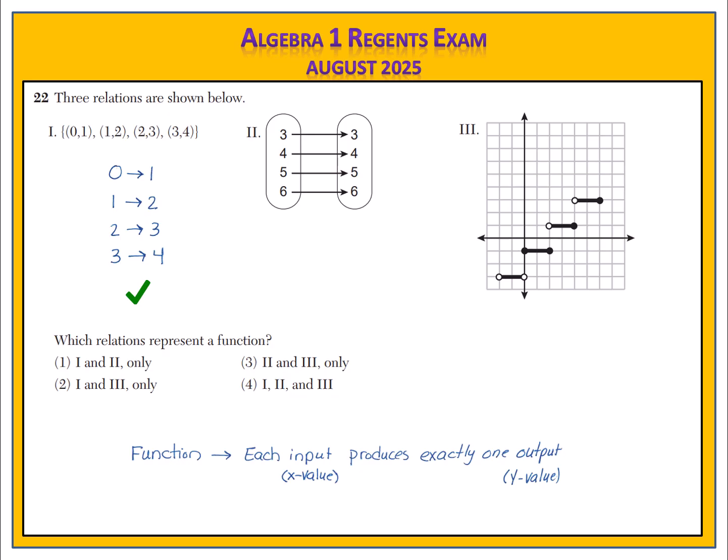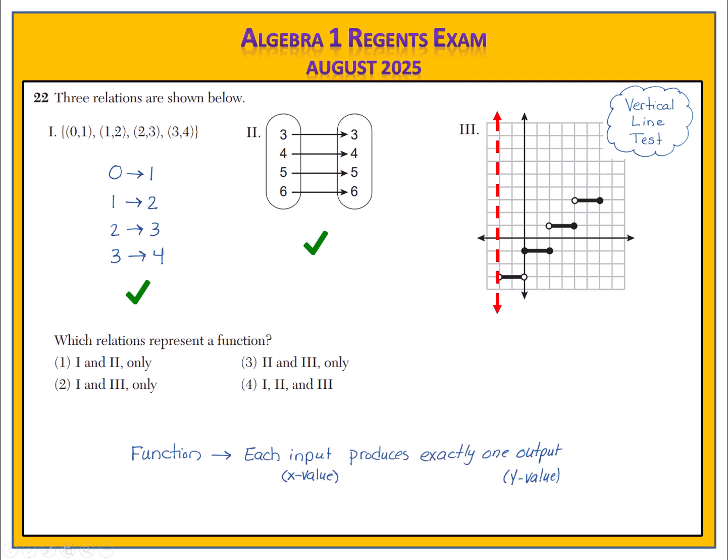The input 3 has an output of 3. The input 4 has an output of 4. The input 5 has an output of 5, and the input 6 has an output of 6. In each case, each input produces one and only one output, so relation number 2 is a function. Relation number 3 shows us a graph. To test the graph, it's easiest to use the vertical line test.